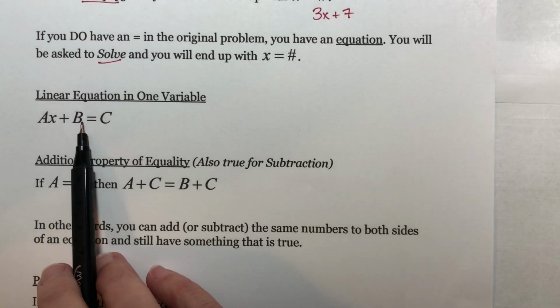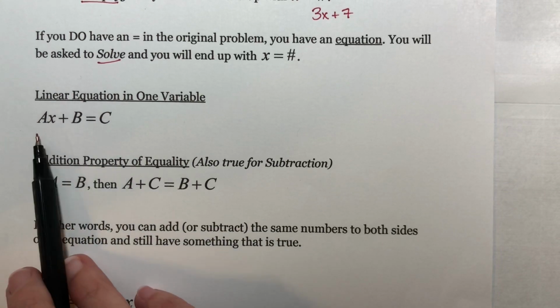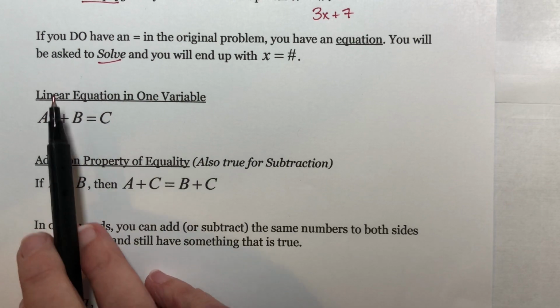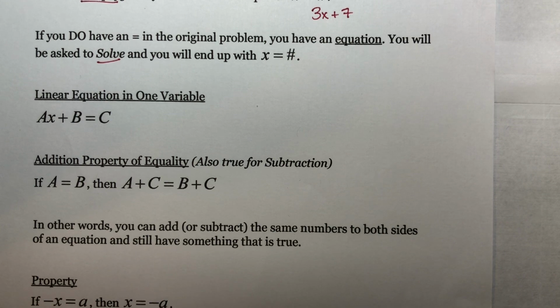A linear equation in one variable is something that can be written something like this: ax plus b equals c. A, b, and c are just some numbers in there. x is our variable. Now, why is it called linear? Because when we get to graphing these in another chapter, they always make straight lines.